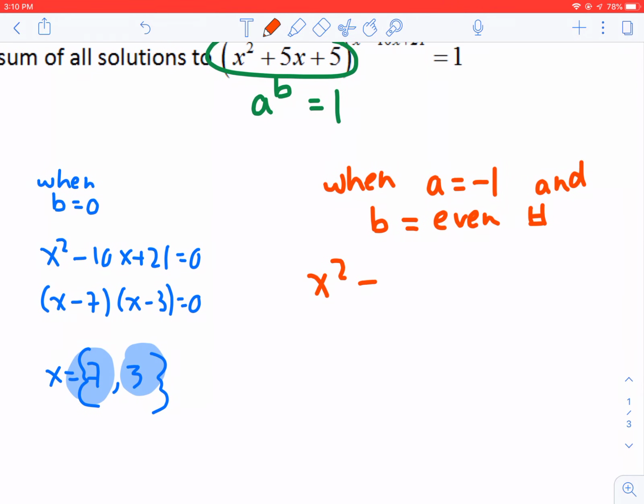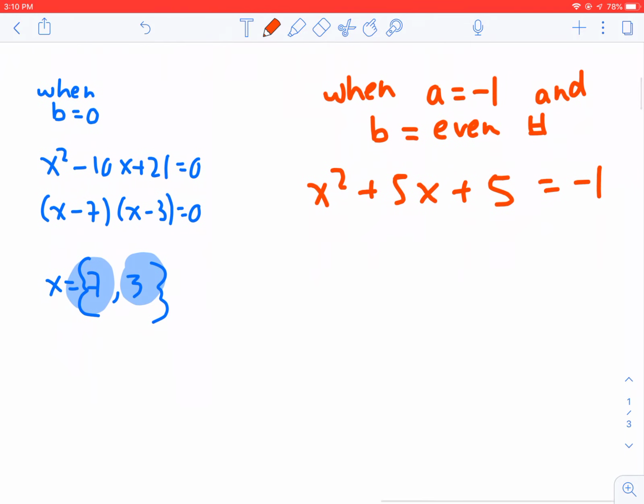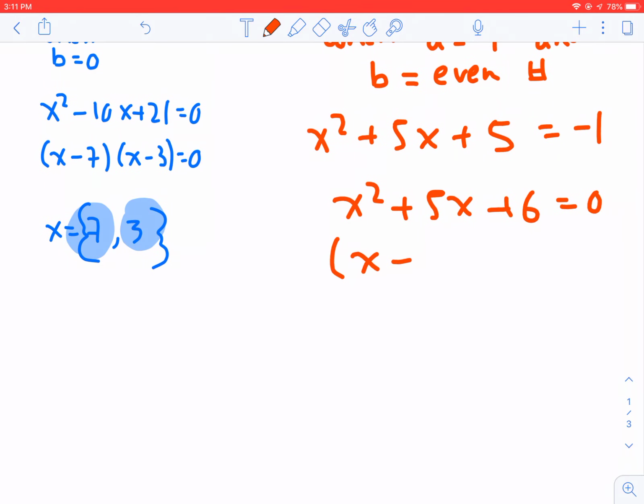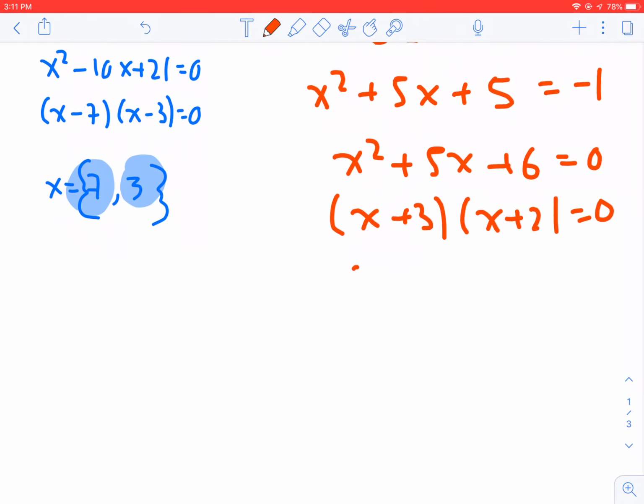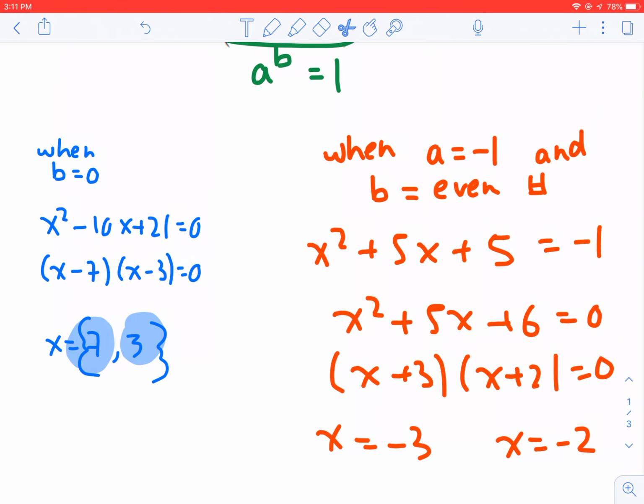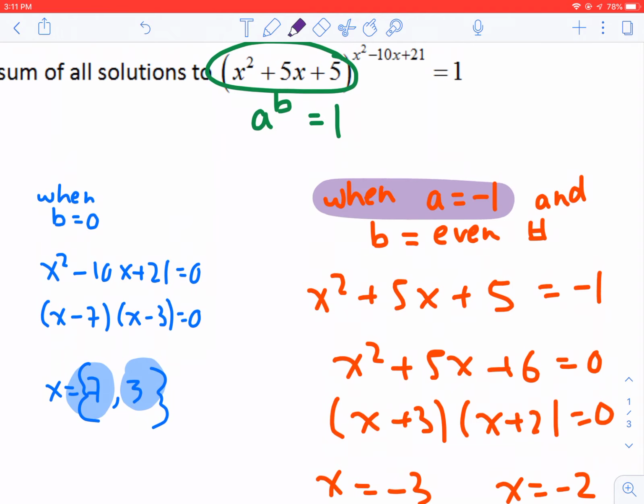So we're going to have x squared plus 5x plus 5 equal to -1. Solving this, x squared plus 5x plus 6 is equal to 0. (x plus 3)(x plus 2). When we factor, we get solutions of x equals -3 and x equals -2. So these values of x are going to give us a base of -1, right? We solved for this part.